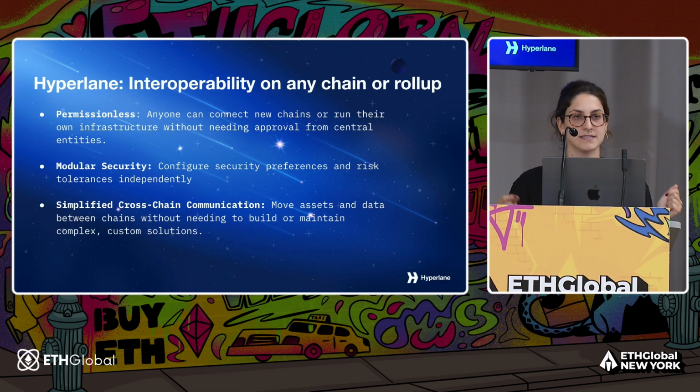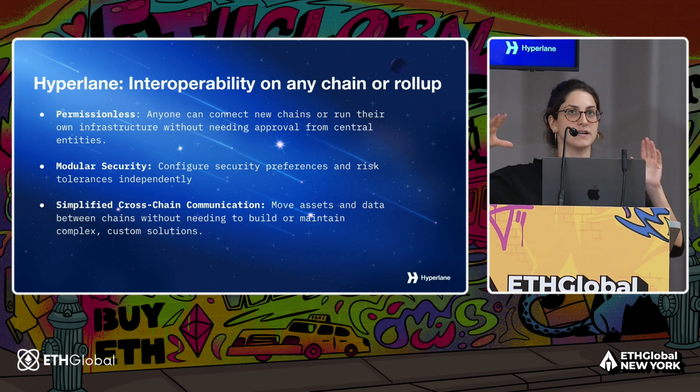So Hyperlane has these building blocks called Interchain Security Modules. We call them ISMs. Basically, they are modular building blocks and you can plug and play according to your security risk tolerance. So you don't have to go with the default security option, but you can build different security options depending on how you want your application to work.